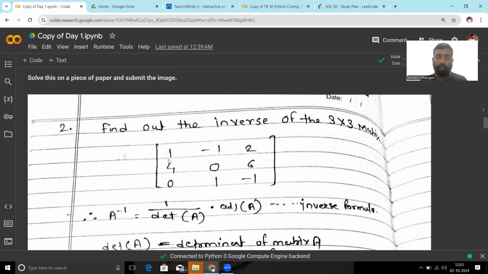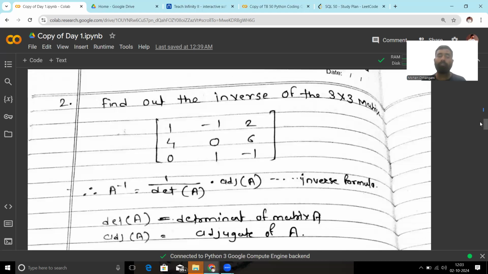The given matrix is a 3 by 3 matrix, like 1, minus 1, 2. For the inverse matrix there is a formula: A inverse is equal to 1 upon det A, into adj A, where adj A means the adjugate of A and det A means the determinant of the matrix A. So first we find the determinant of A and the adjugate of A, and then we put those values into that formula.